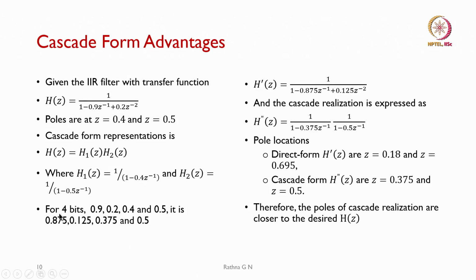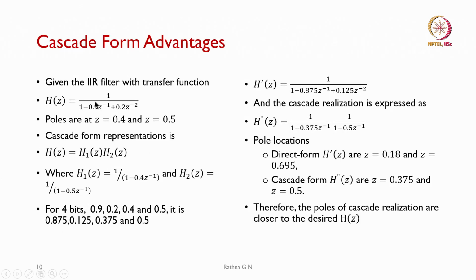So, if we say that I am going to represent it with 4 bits, you have to recall our number system. Then what happens? We have to represent all these values, which we will see in a while, that is 0.9, 0.2, 0.4 and 0.5. So, what is the nearest number I can represent for all these values?